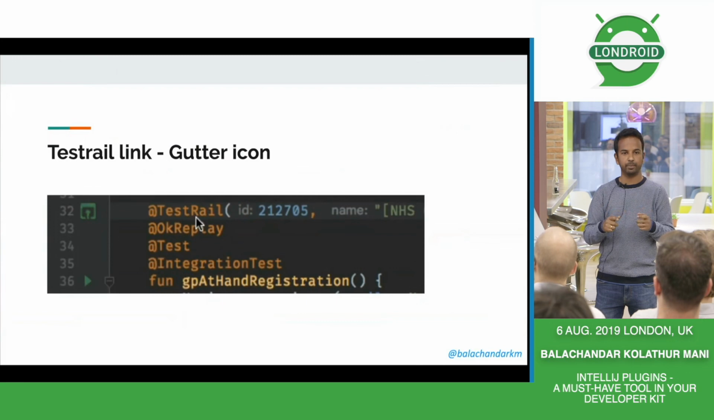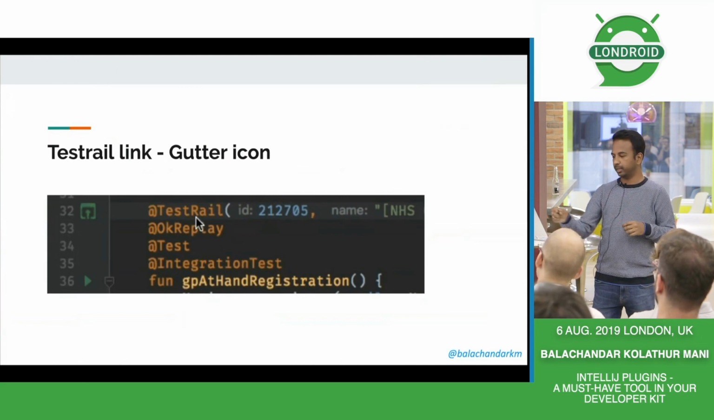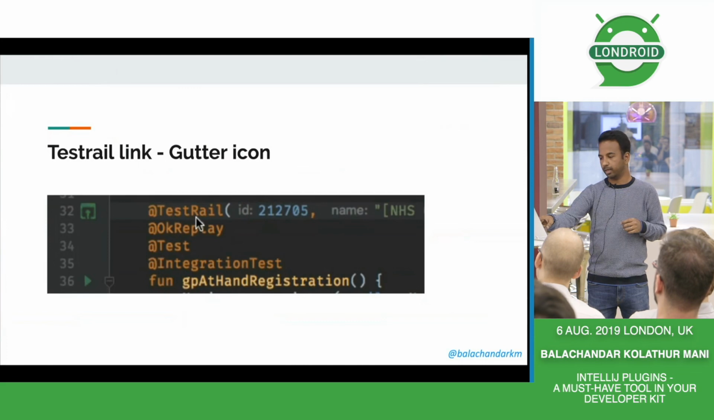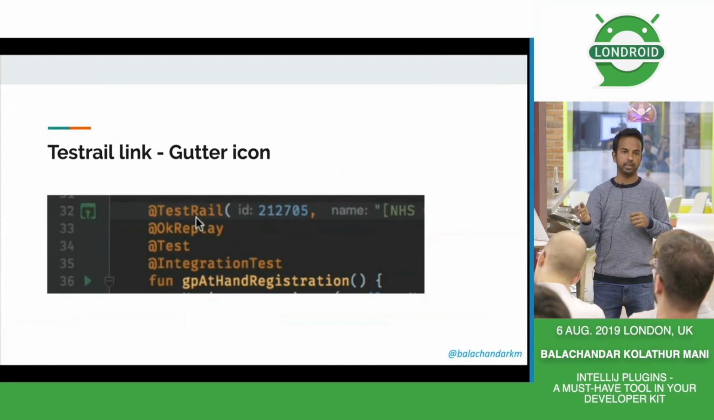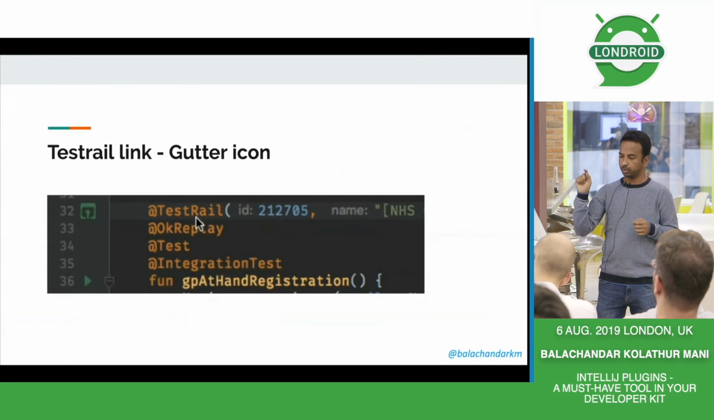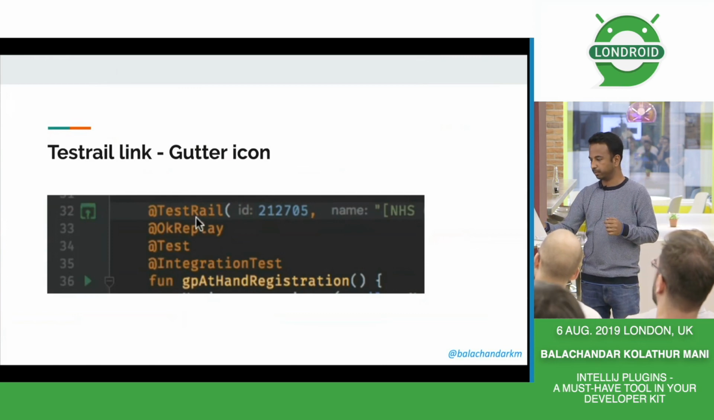So our plugin now checks for this annotation inside the current open file. If there is an annotation, it reads the ID, and then it adds the clickable gutter icon on the left hand side. Like the icon you see next to the number 32 is the icon added by the plugin. So if you click it, it opens the Testrail test case on your default browser. So it's quite simple. It may save a few seconds for someone whenever they use it.